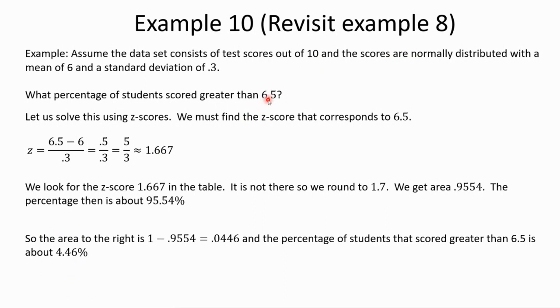Remember we did this? We got the z-score, which is about 1.667. We rounded that to 1.7. We got the area to be 0.9554. But if we want the area to the right of this, that is, the percentage of data values larger than this, we have to do 1 minus the area. That's what we're doing here. 1 minus the area.